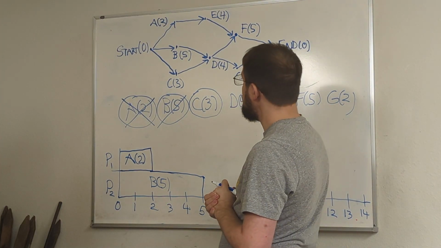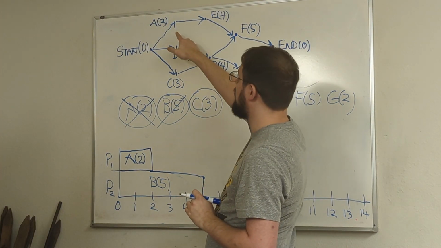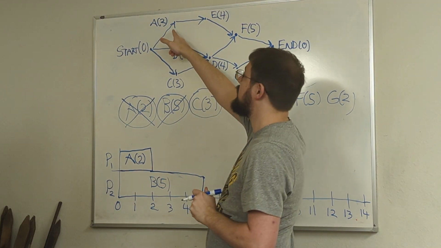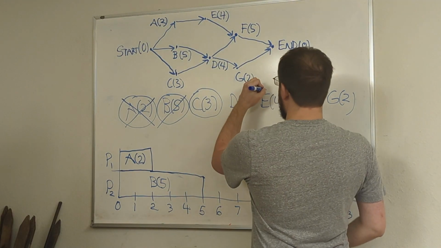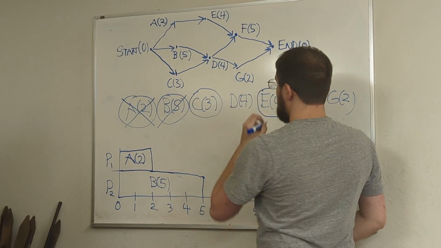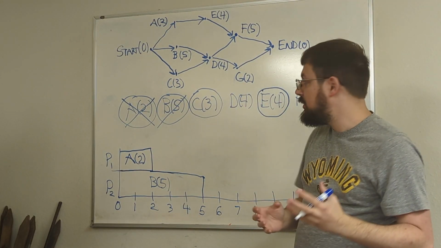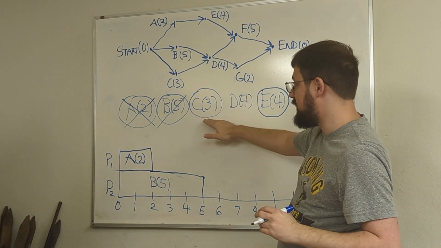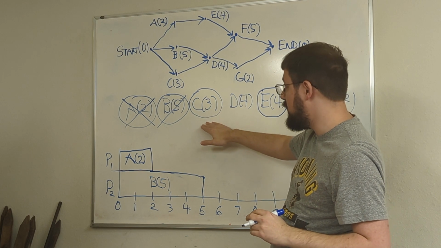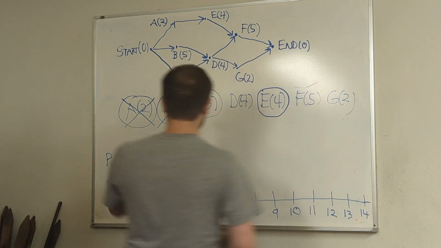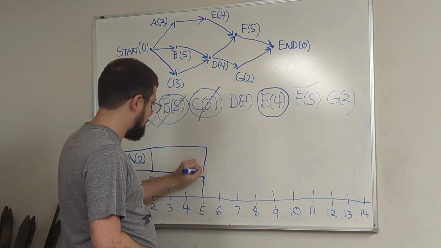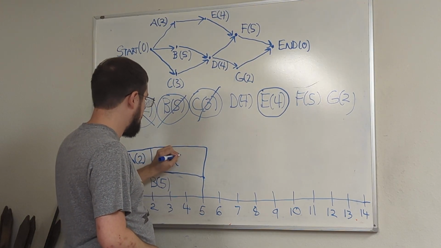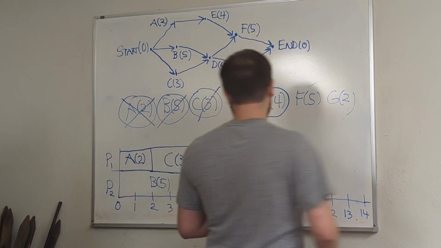Once A is completed, we look up at our project diagram and notice that this opens up E. So E is now ready, but the next thing on our priority list is task C. So we're going to give P1 task C, and that's going to be 3 hours.